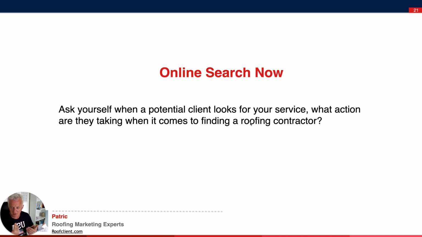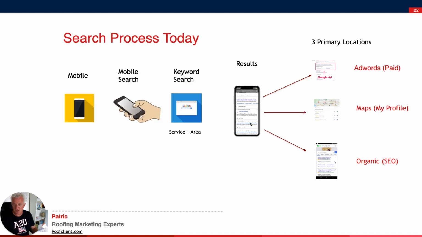Online search: ask yourself, when a potential client looks for your service, what actions are they taking when it comes to finding a roofing contractor? If you talk to one of your last few clients, or maybe even the next few, ask them how they found you, what source of information they were searching to find you, and how they got in touch with you. So when we look at the typical search process today, yes, people look at newspapers, yes, people look at flyers, but when we look at the majority, where is it going over the next 10 years?